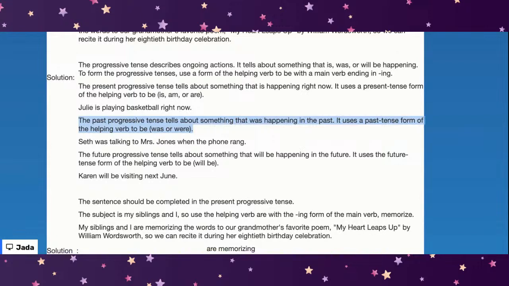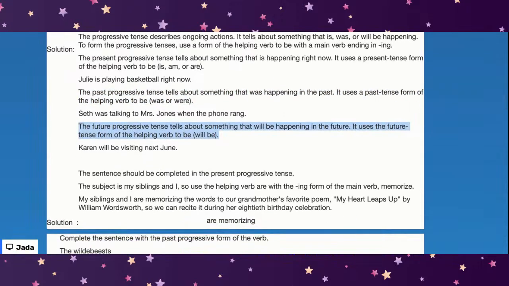And then the future progressive tense tells about something that will be happening in the future. It uses the future tense form of the helping verb to be, will be. So it uses will. Karen will be visiting next June. So that's it for the progressive tense verbs. It's just very basic, okay?